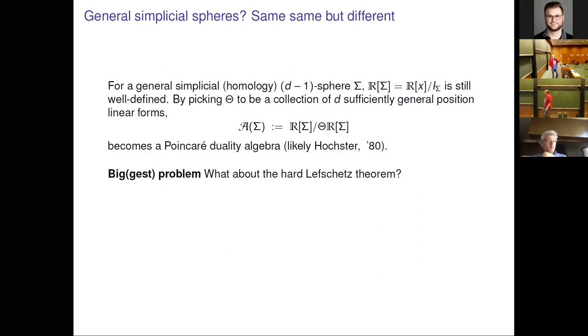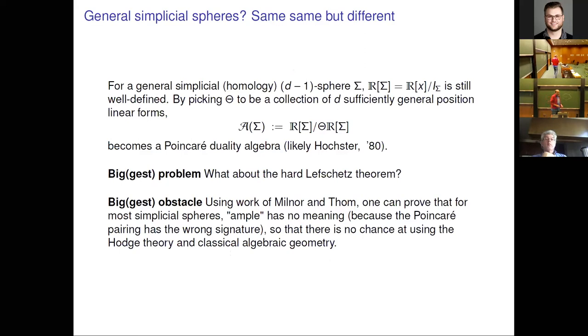And here's the observation. If I look at any general superficial homology sphere, I can still define this ring, even though there's no variety. I can still define the intersection ring. I can mod out by something that behaves like the global linear functions, and I obtain a Poincaré duality algebra. That's a theorem that is likely due to Hofstra, but it's one of his theorems that, as far as I know, is not written down by him, but it appears in books that are too good.